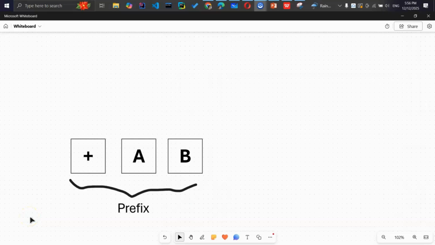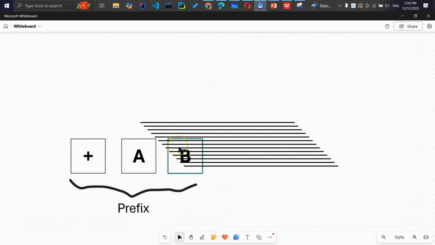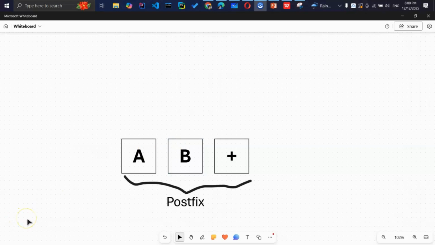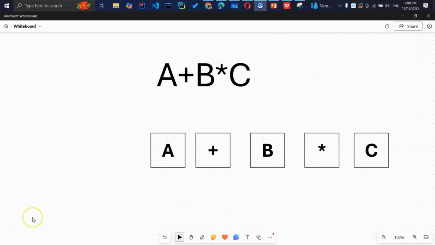If the operator is in front of the operands, which is called prefix. If the operator is at the end of both operands, which is called postfix, like this. How to convert this into postfix?